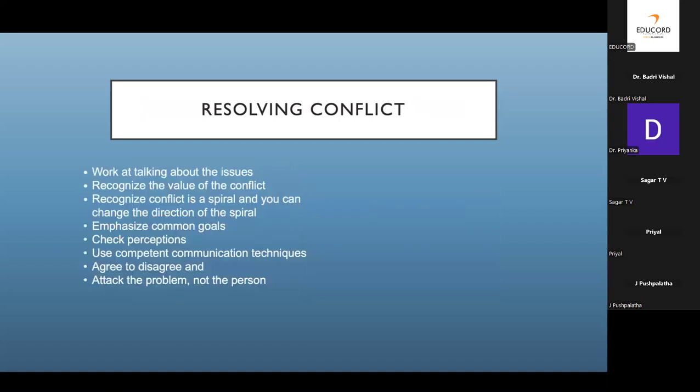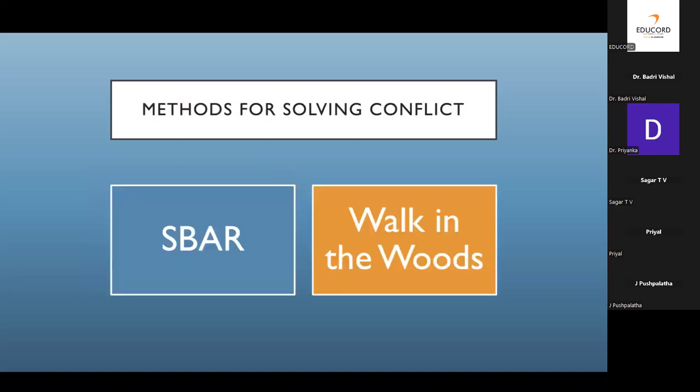Now, coming to the methods of solving the conflict, one is SBAR. Everyone has heard this from your elders: sabr rakho. This is a mnemonic, SBAR, which I call sabr. And then there is a walk in the woods. Everyone says that if you go for a walk in the woods or in the garden, you will reduce your stress and resolve the conflict. All these things are said for your betterment. Now we'll see how to apply them.